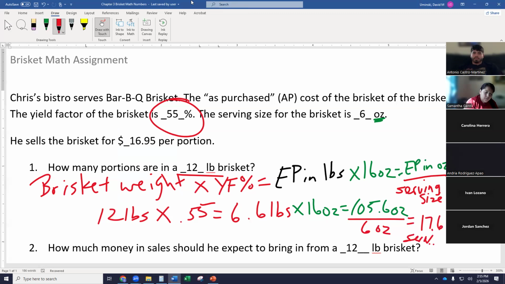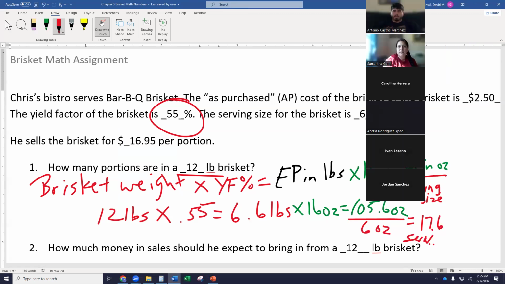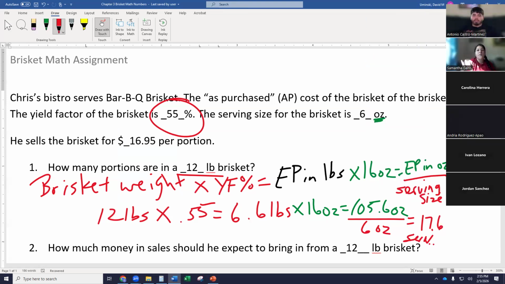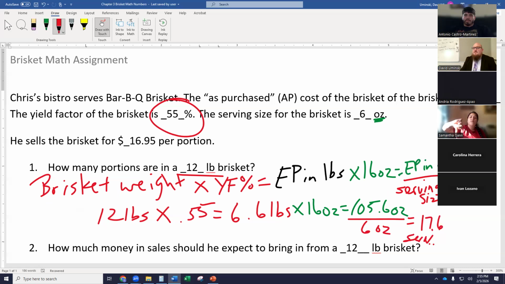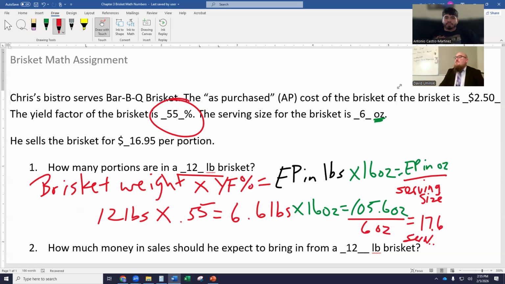Can I round this up to 18? What do you think? Thumbs up for yes, thumbs down for no. No, why? Because it's meat. Can't serve half a portion. I can't create brisket out of nothing, right? So I can drop it down to 17, or I can leave it at 17.6, okay?